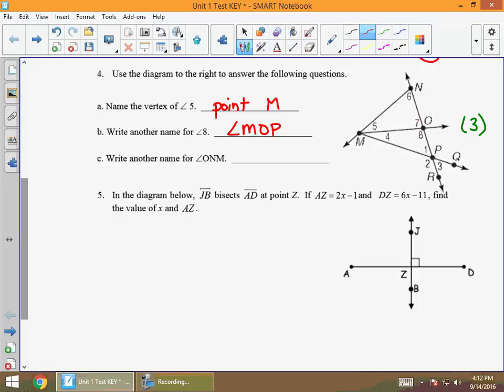As I look at part C, it says write another name for angle ONM. So here we go, ONM. I just highlight those, and I can see that there is a 6 in that corner, so I can call this angle 6. The other thing I could have done is just reversed the order of the letters. Instead of ONM, I could have gone MNO, and that would have been fine as well.